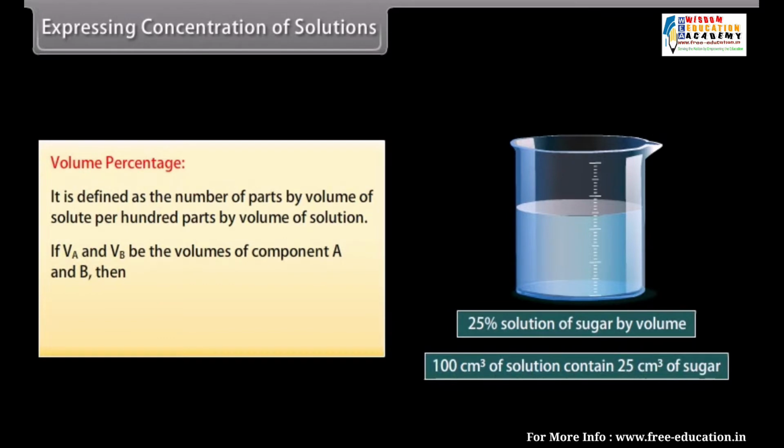If Va and Vb be the volumes of component A and B, then volume percentage of B is equal to Vb upon (Va plus Vb) multiplied by 100.